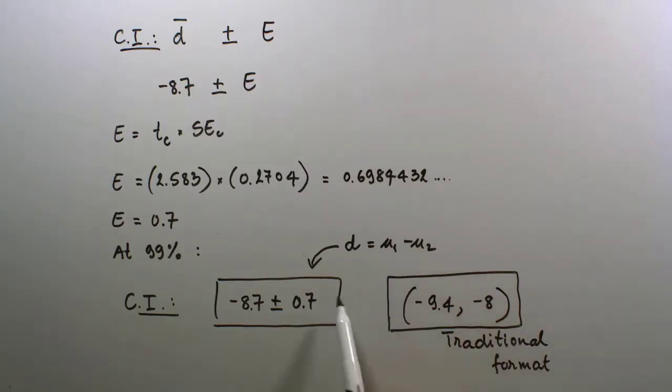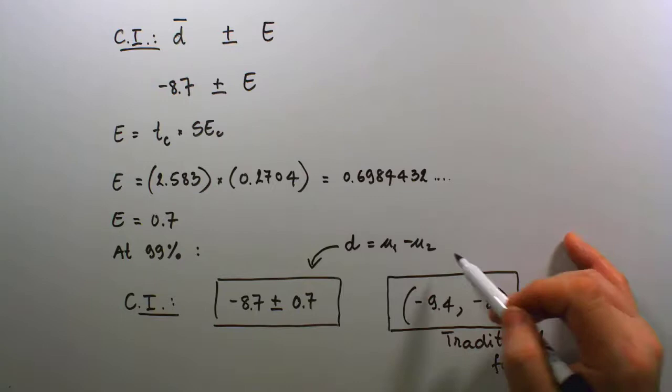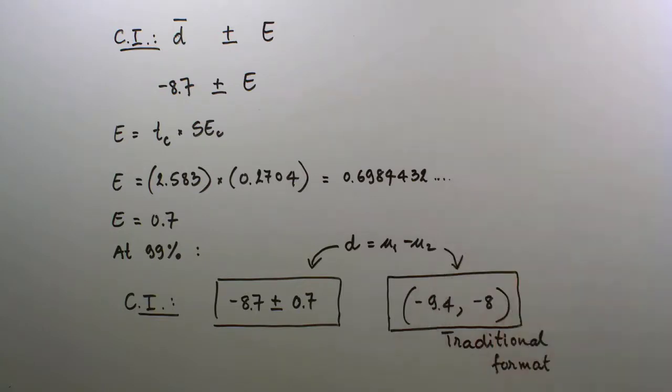And admittedly, a lot of times students in statistics are required to be able to express a final confidence interval in this form right here, where we have the sampling value in the middle and up and down by the margin of error. But be ready to display your interval in 2 different formats. And so again, at 99% successful level, this difference between mu1 and mu2 is guaranteed to be somewhere inside of this interval, anywhere between the low end negative 9.4 and the high end negative 8.